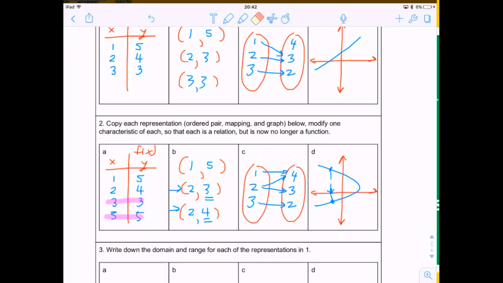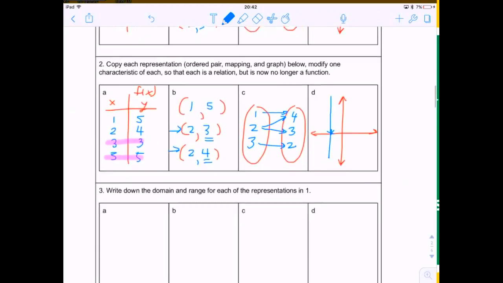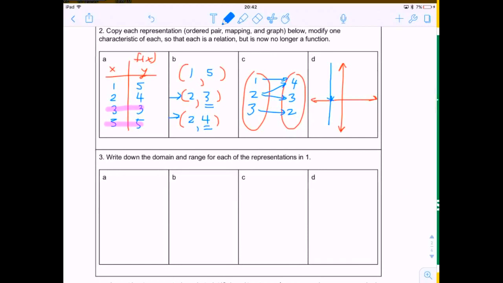If we wanted to maintain the shape of the line over there, we could put that it's a vertical line, because a vertical line also violates the vertical line test. It has an infinite number of points, one on top of each other, so that is also not a function. Write down a domain and range for each of the representations in 1.